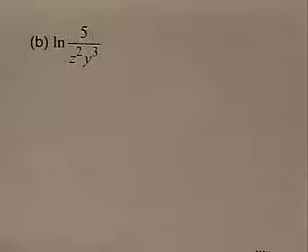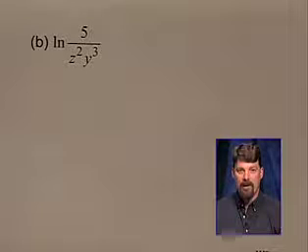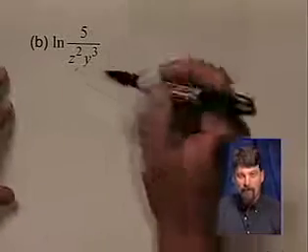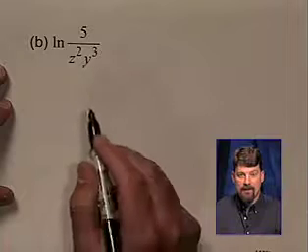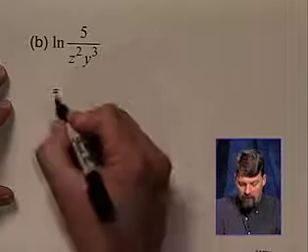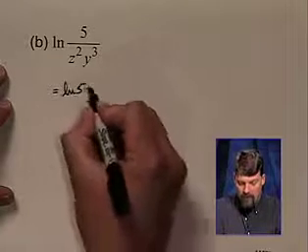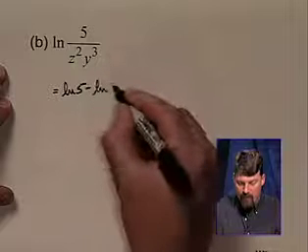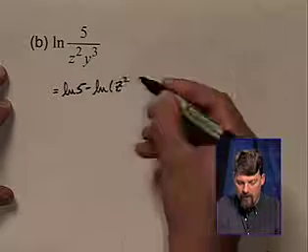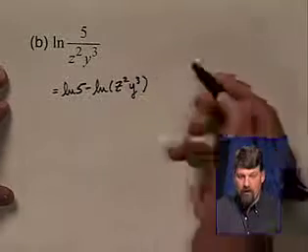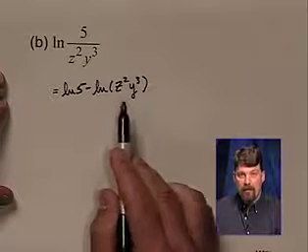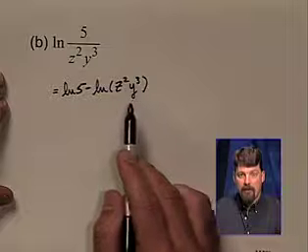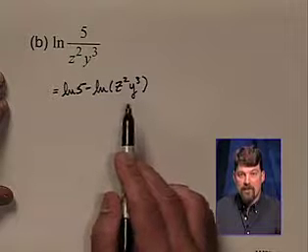In the second one, we had the natural log of 5 divided by z squared times y cubed. Now, in this case, we have the natural log of a quotient, so we know we're going to rewrite this as the difference of two logs. And that would give us the natural log of 5 minus the natural log of z squared times y cubed. Now at this step I have the natural log of a product here, and I can rewrite that as a sum. And this is an easy place to make a mistake.